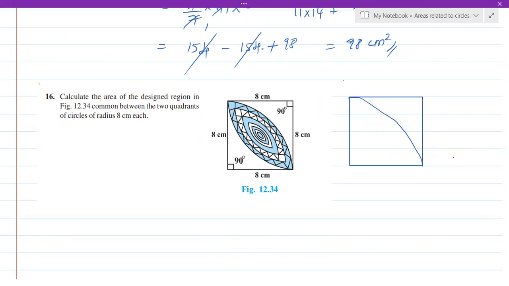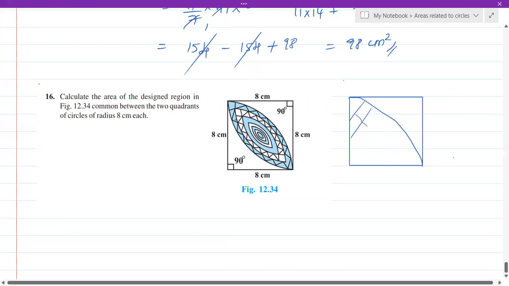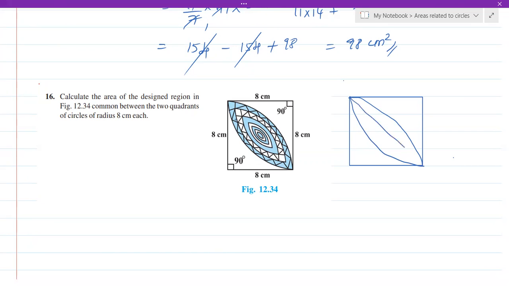Okay, now if you observe, this part which I'm shading now is actually looking like a quadrant, isn't it? Now I'm sorry, let me undo it. Okay, now in this design part, let me draw a line exactly in between, which divides the design into two equal parts. Okay, so this is the first part and this is the second part. Okay, now this is the design that we have to find the area of.